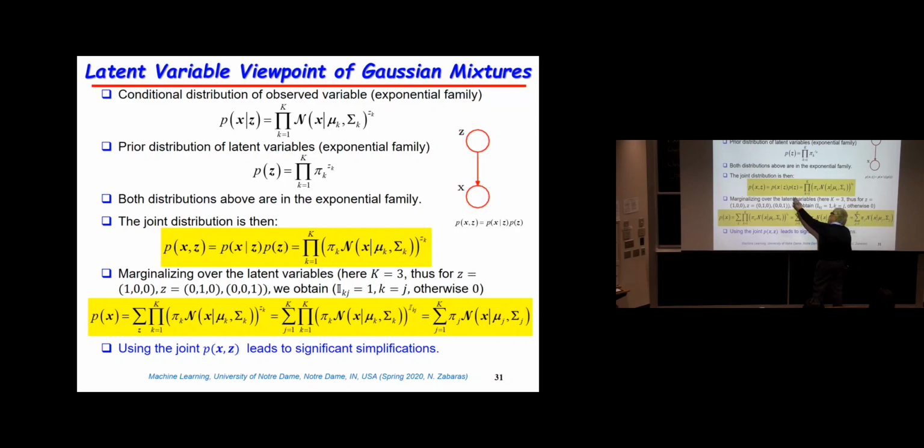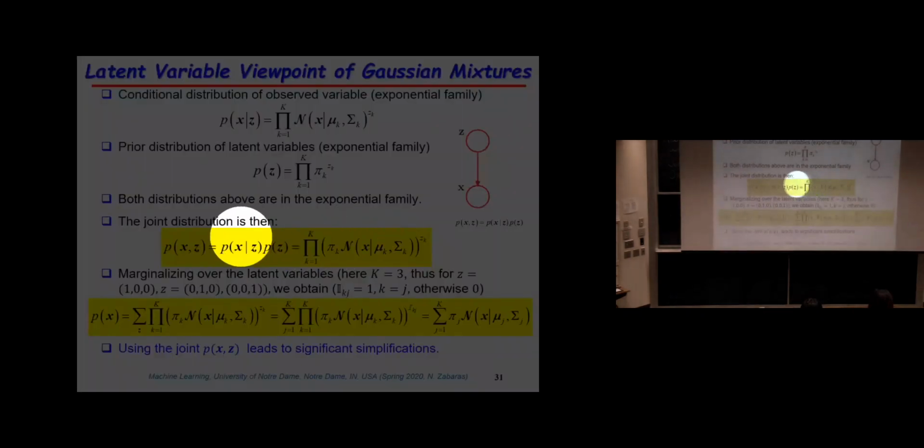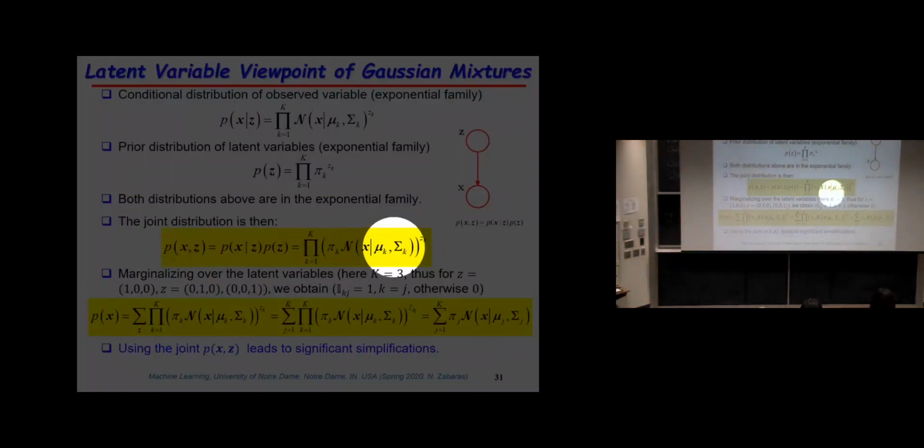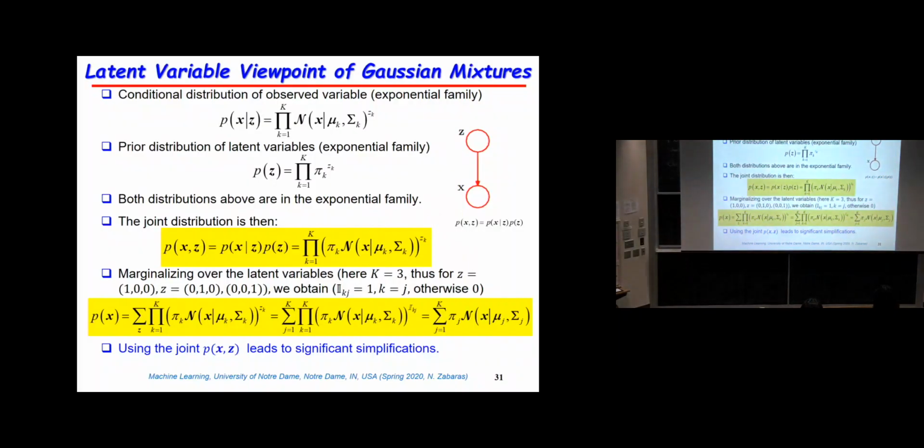So P of z is the prior. And now, because this is the conditional, if I knew what z is, P of x given z will be the product over little k of these Gaussians to the zk. Now, you have to believe me that if you take this joint distribution the way that is written there, and you marginalize z, so you integrate over all possible values of z, what you actually get out is that P of x is a mixture of Gaussians.